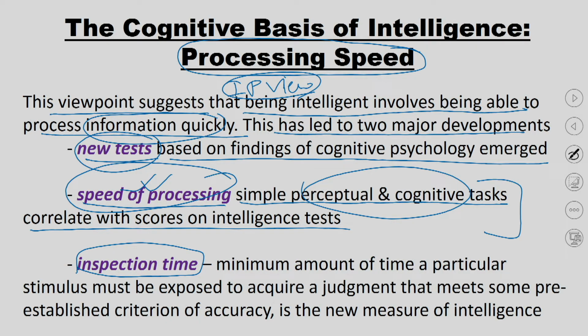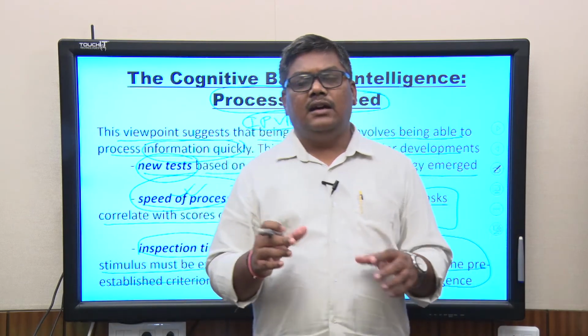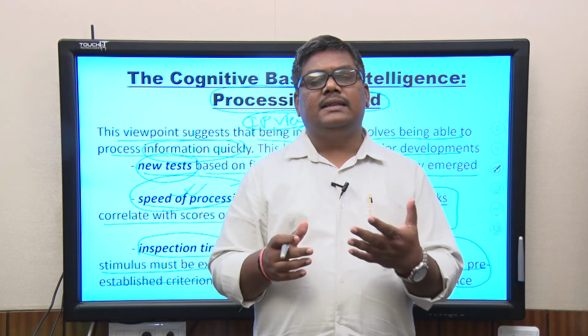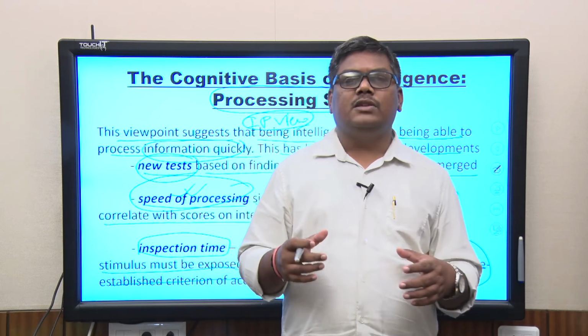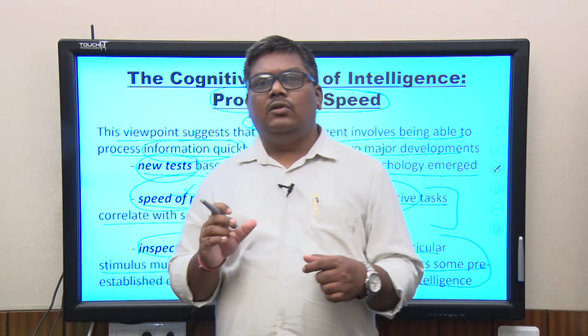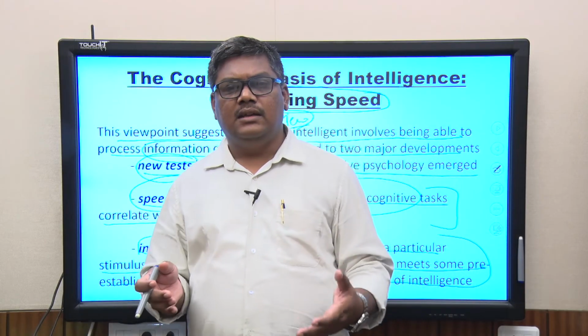So, intelligence was now measured in terms of inspection time, which is the minimum amount of time a particular stimulus must be exposed to acquire a judgment that meets some pre-established criteria of accuracy. What does inspection time actually mean? You have seen a Rubik's cube. The time that it takes you to get a Rubik's cube solved. A Rubik's cube has several colors, mainly 6 different colors on different sides, and your job is to get all similar colors on one side. Now, how much time it takes for you to get all colors of similar type on one side, maybe solve one side, maybe solve all the sides, is what is inspection time.